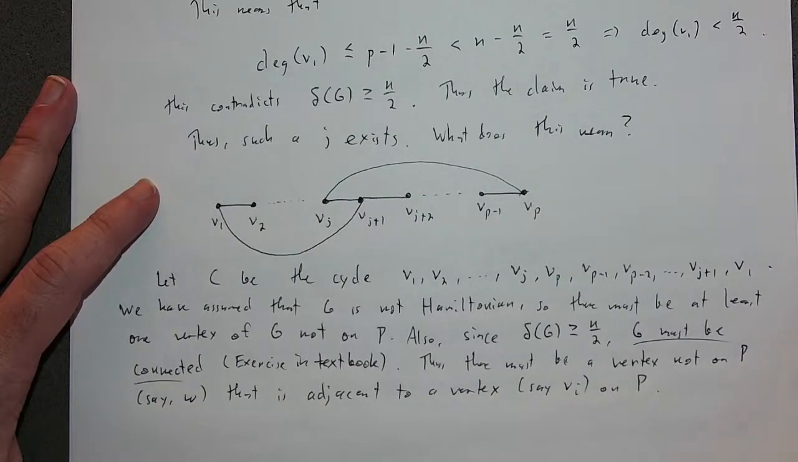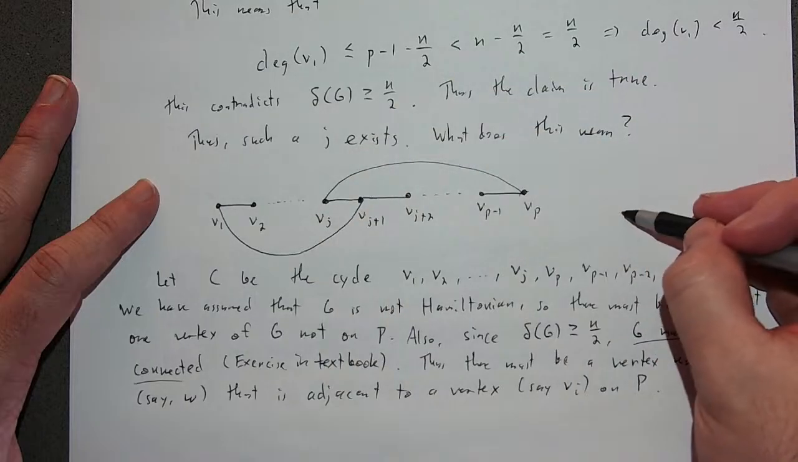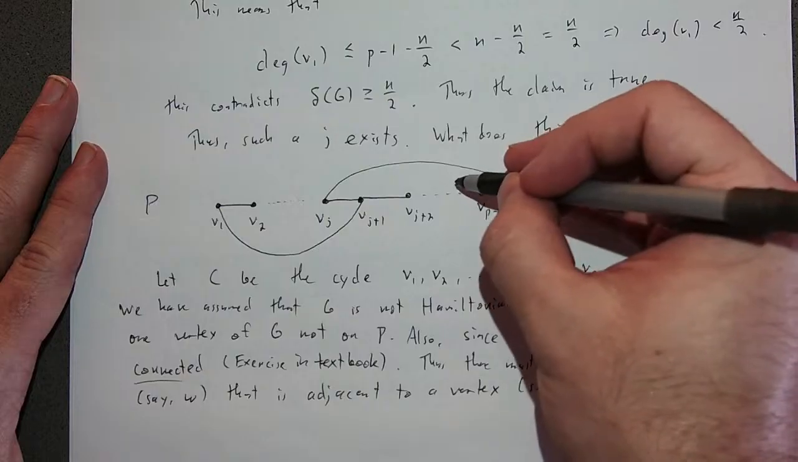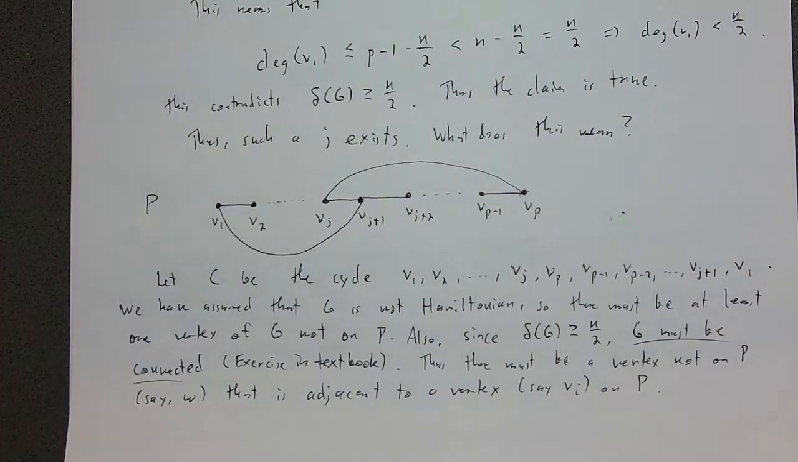So, not only does a vertex off of P have to exist, one of these vertices that's off of P is adjacent to some vertex here. And I've just labeled them. Say the vertex in question is W, and it's adjacent to a vertex V sub I on P. Okay, but then the path in G that begins with W, travels to V sub I, and then goes around the cycle, is now a longer path than our maximal path.